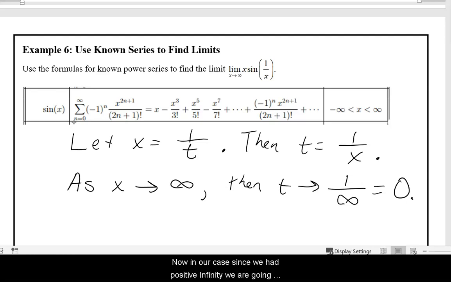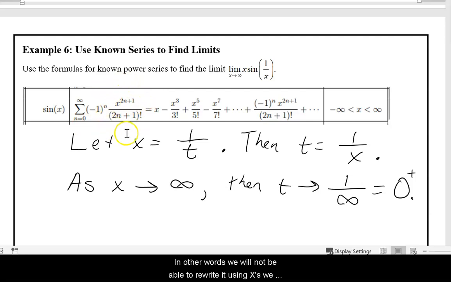Now, in our case, since we had positive infinity, we are going to approach from the right. This will give us this value. Now we're going to take a look at how we can implement it into the series itself. Because we're going to rewrite it in terms of t instead of x, we will also need to rewrite it inside the sum.